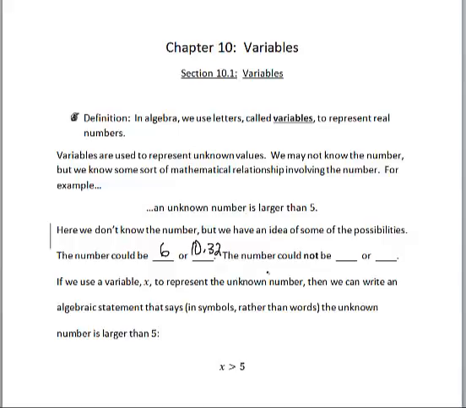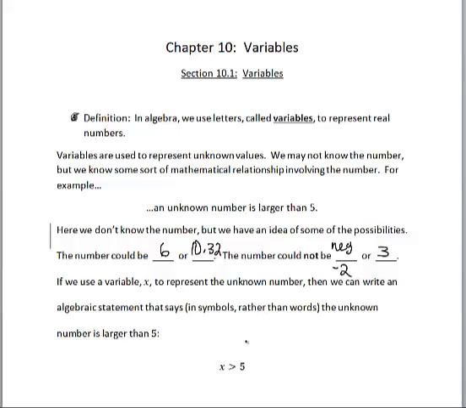Okay. What are some numbers that the unknown number cannot be? Well, for one, it can't be negative. Okay, so we could pick any negative number that we wanted, and that's not larger than 5, so we could say -2. But there's even some positive numbers that aren't larger than 5. We could say +3.